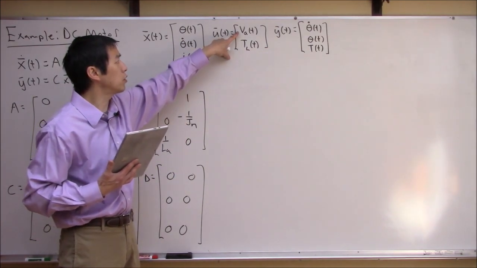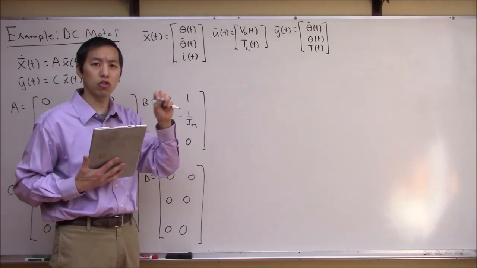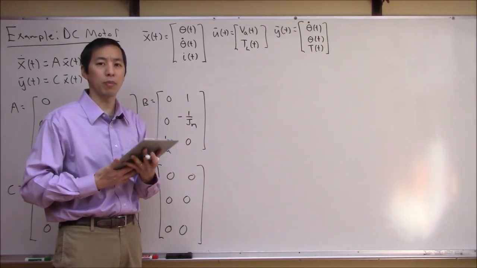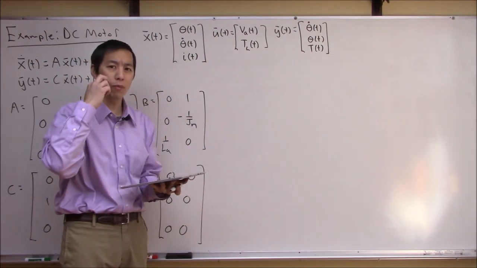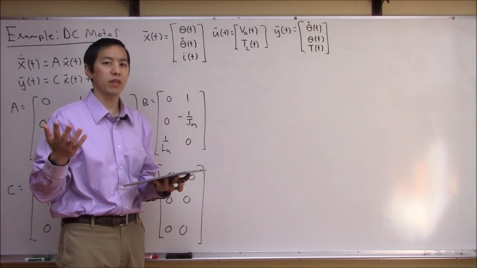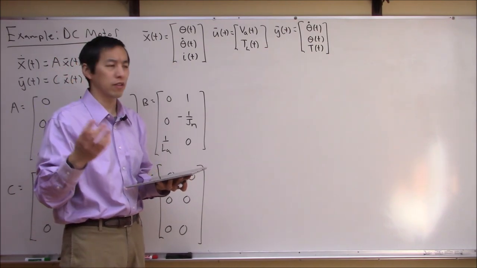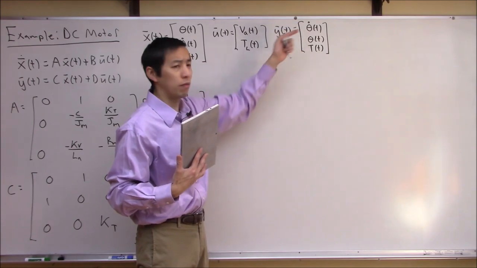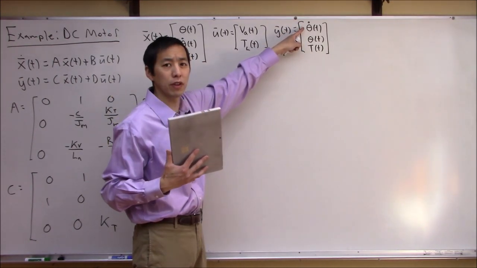It had the voltage you applied to the armature of the motor, as well as an external disturbance torque load that you could apply to the motor, which would obviously influence the system. So these were the two inputs that we considered. And then we said from a sensor perspective, there were going to be three outputs of the system. And for giggles, we decided to change the order. So the first output is actually the velocity of the motor.